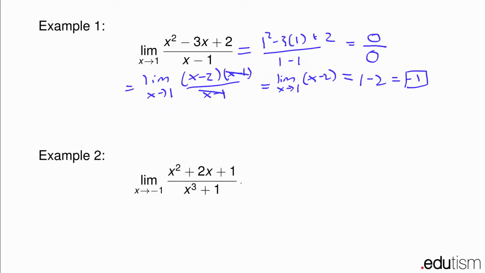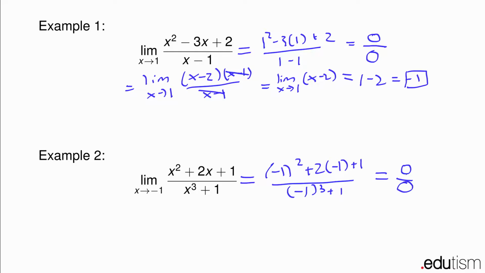Example 2 is going to be a little bit more complicated. Again, the first step is to replace x with the value it approaches. x is approaching negative 1 here, so we get negative 1 squared plus 2 times negative 1 plus 1 on the top. On the bottom we get negative 1 cubed plus 1. Negative 1 squared is 1, plus 2 times negative 1 is minus 2, which gives you negative 1, plus 1 gives you 0. Negative 1 cubed is negative 1, plus 1 gives you 0. So we have 0 over 0, so we can use factor and cancel.